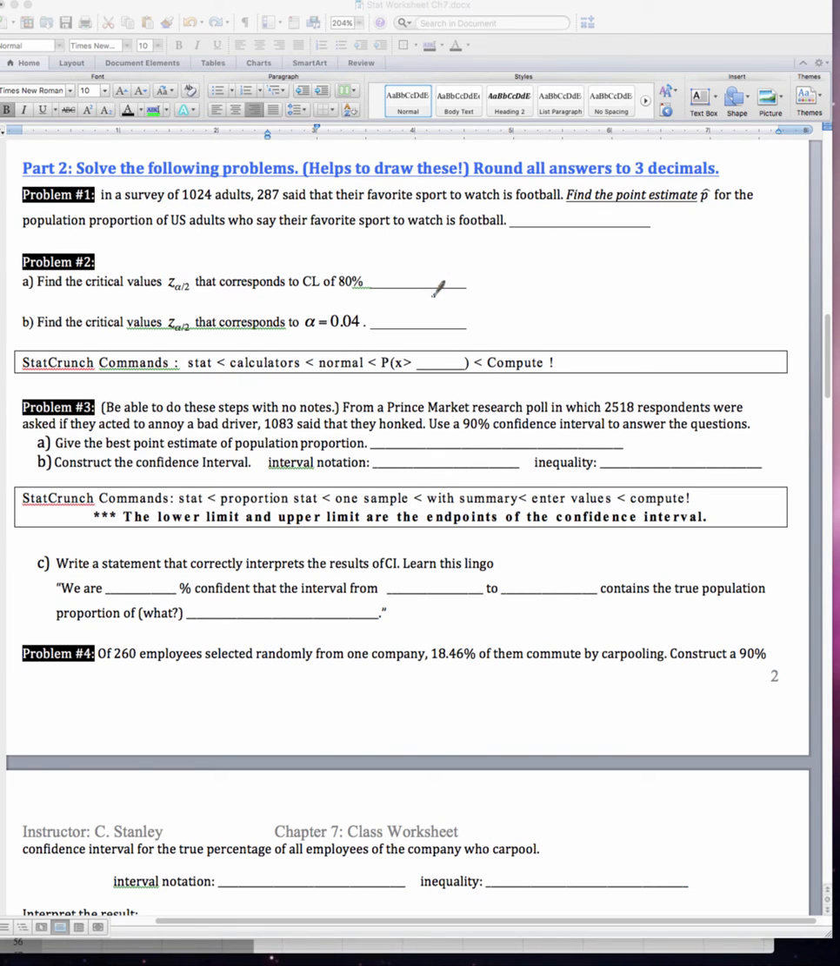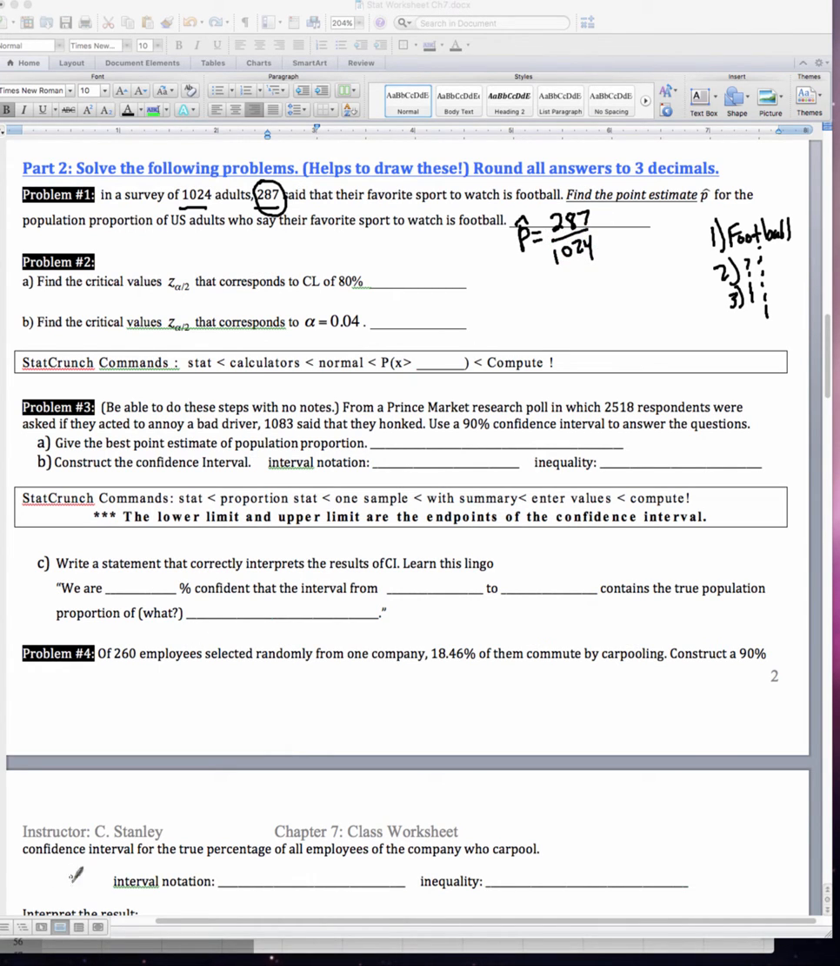Okay, so in a survey, they asked this many people, and that many people said they favor sports. Find the point estimate. Now remember, when they asked you a question, they said, what's your favorite sport? So the person either said football or maybe something else, not football. So what they did is they counted how many people said football, and there was 287. So p hat is going to be 287 divided by 1024.